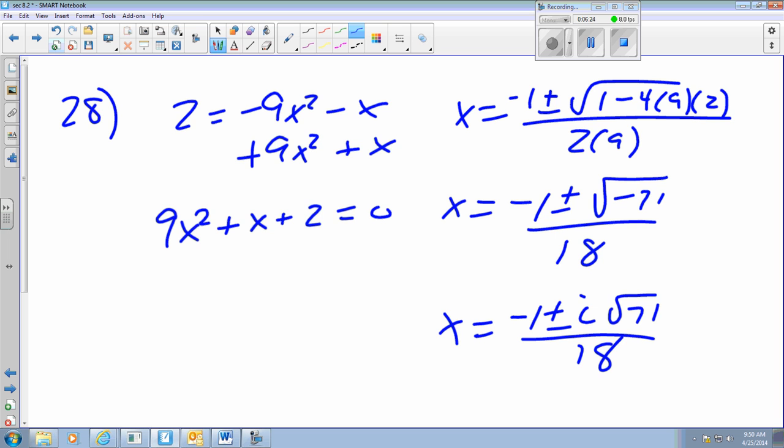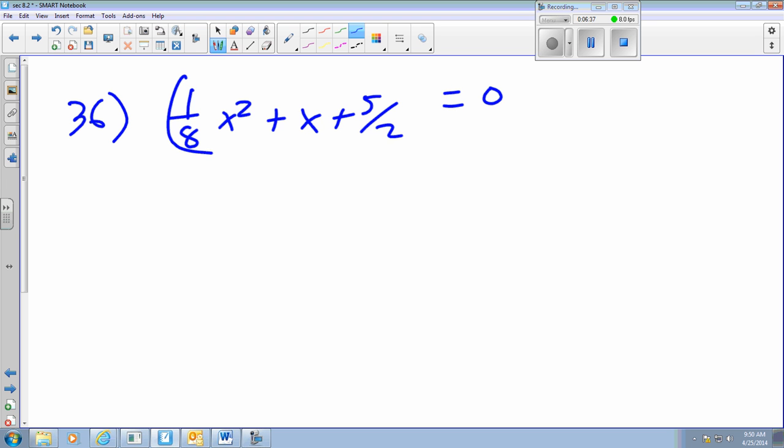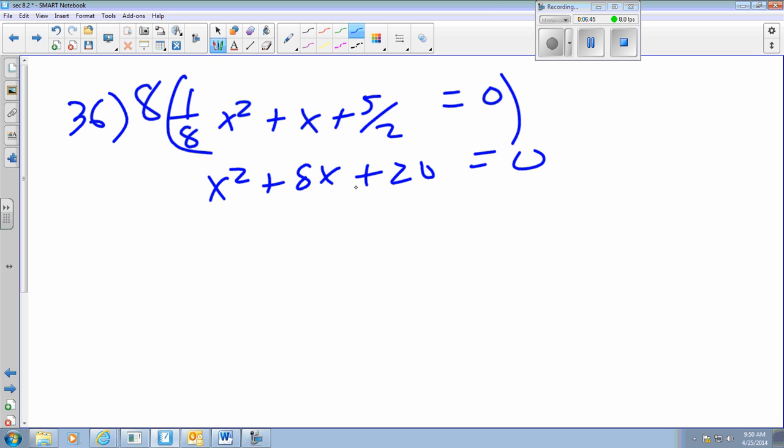36 would be the next one. It says 1/8 x squared plus x plus 5/2 equals 0. I'm going to multiply the whole equation by 8, giving me x squared plus 8x plus 20 equals 0.